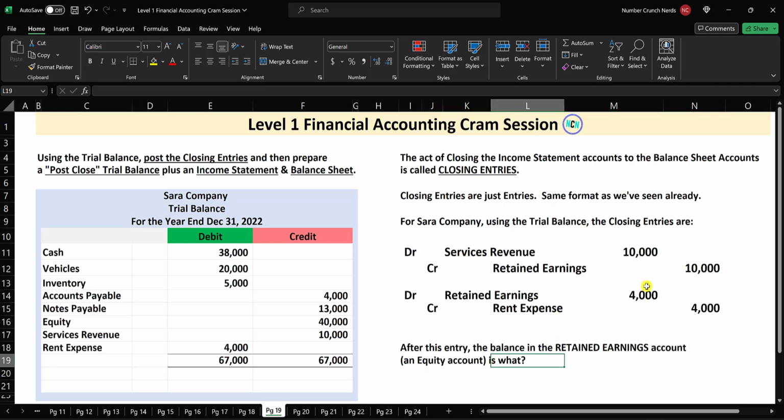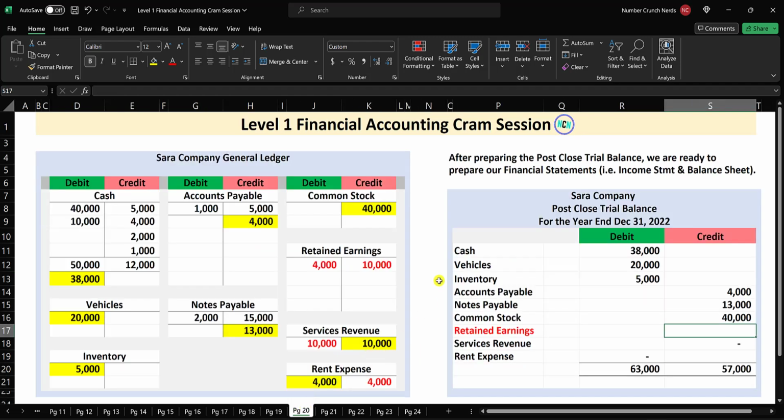Can you see it right here? Okay, we credited it for 10. We debited it for 4. So the balance is going to be a credit balance of 6. Remember, bigger number minus smaller number. We're going to have a credit balance. That will be more clear on the next slide when we look at the ledger.